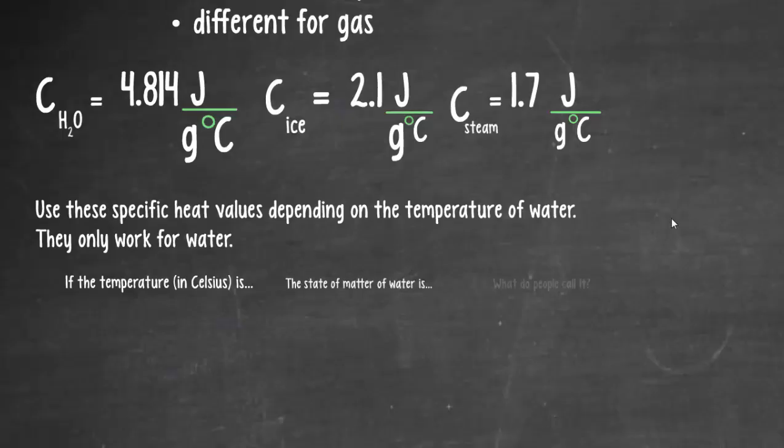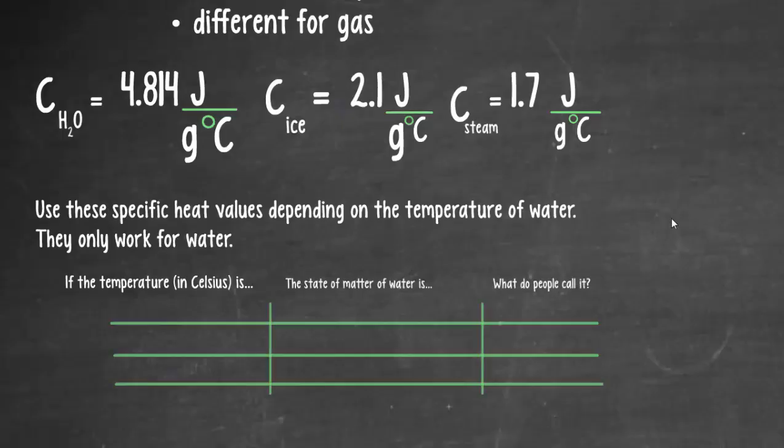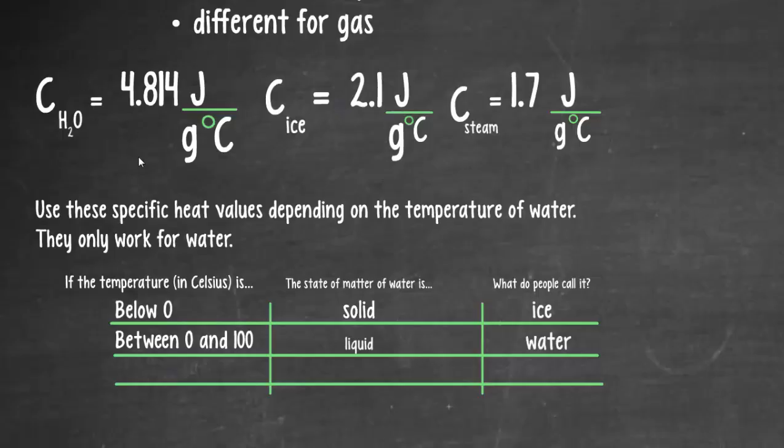So let's take a look here at when to use these. You might not be super familiar with the Celsius temperature scale and how it is based on water, and that's why we have nice even numbers. So for example, the freezing point of water is 0 degrees Celsius. So below 0, the water would be in the solid state, and we tend to call that ice. So if it was below 0 degrees, you would use this value. Between 0 and 100, that is going to be liquid water, so you're going to use this value, and we tend to just call that water, yeah?